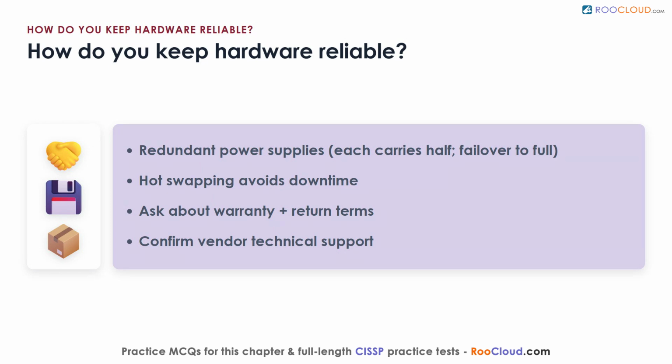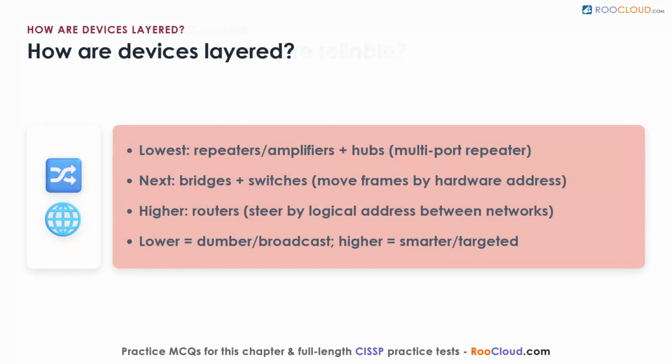You check not just the engine, but the spare tyre and the service plan. What do the core network devices do, and how are they layered? They map neatly onto the lower layers of the reference model.